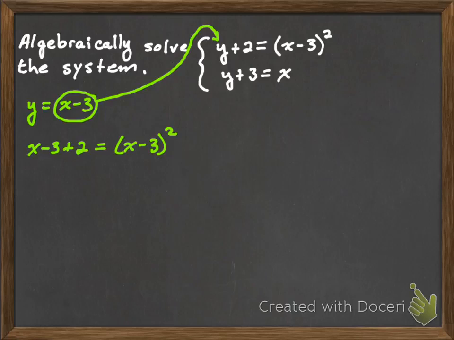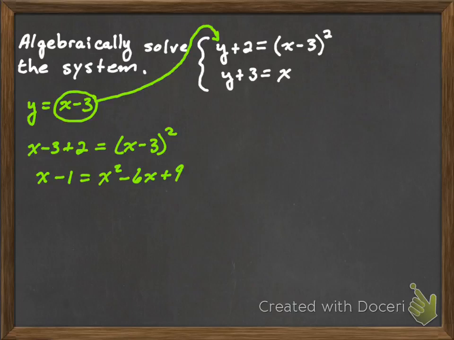All right, so now we need to solve for x. So we need to combine some like terms, distribute where necessary, and let's go ahead and do that first. So negative 3 plus 2 is minus 1. Distributing here, remember x minus 3 squared means x minus 3 times x minus 3. If you FOIL that out, you get x squared minus 6x plus 9.